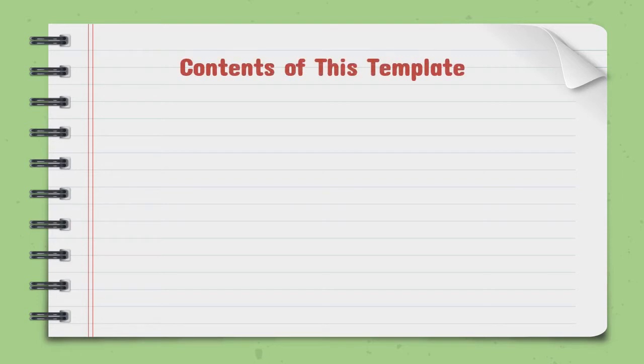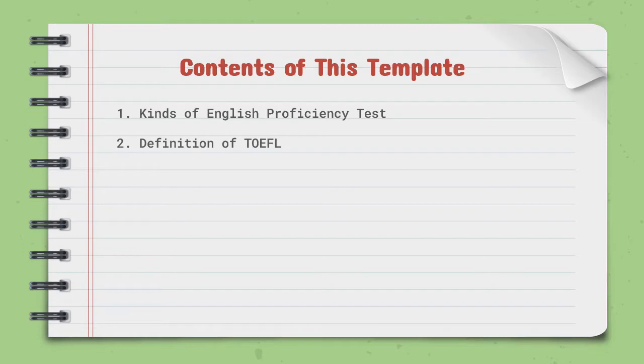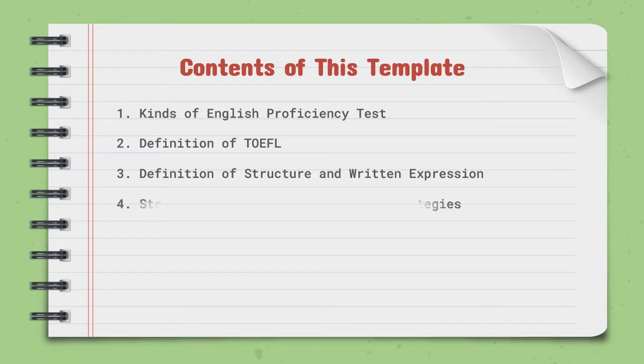Contents of these templates are: first is kinds of English proficiency test. Second one is definition of TOEFL. Third one is definition of structure and written expression. Fourth one is structure and written expression strategies.